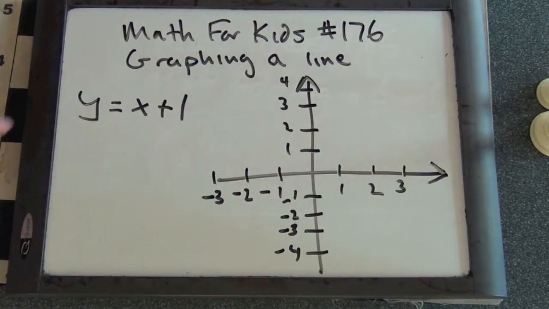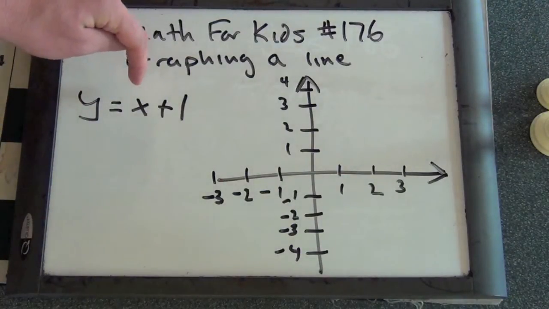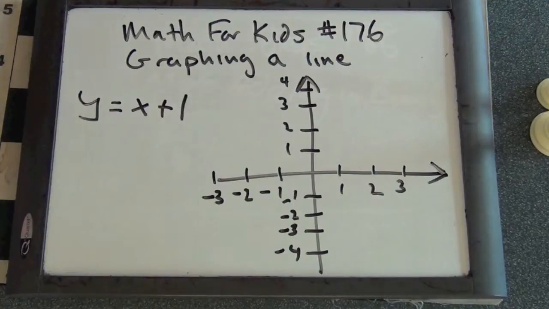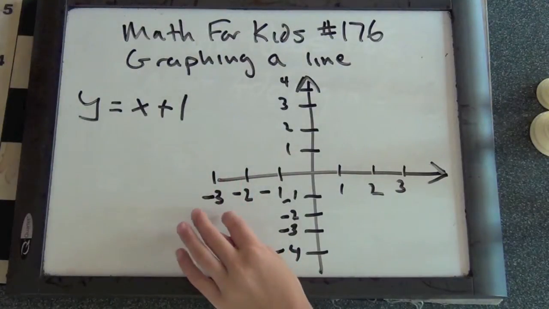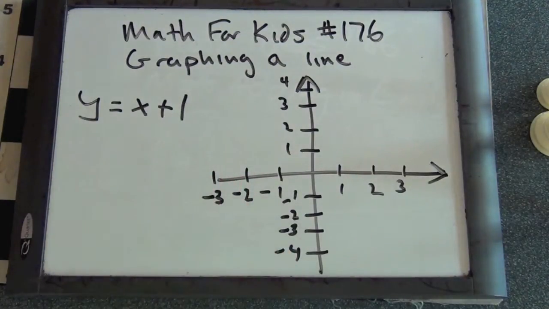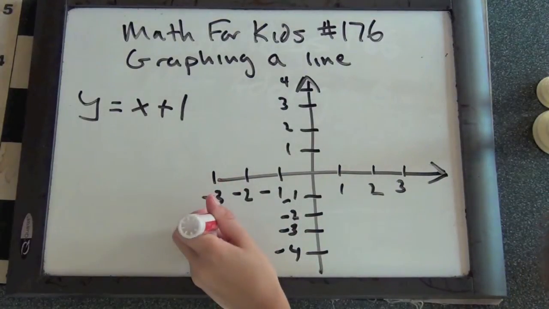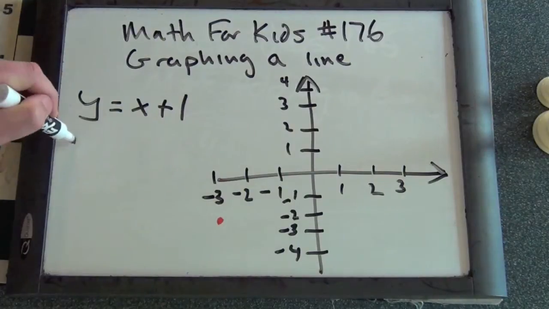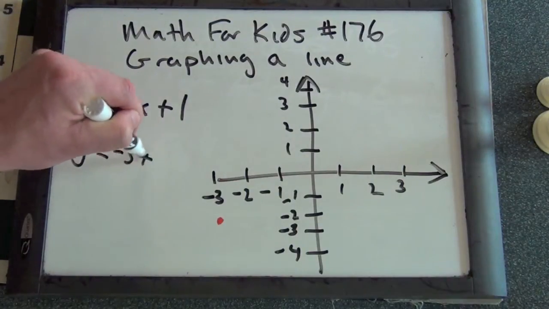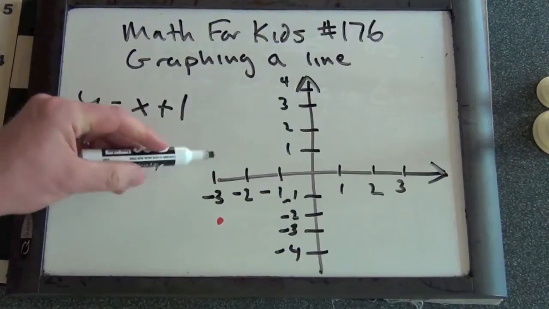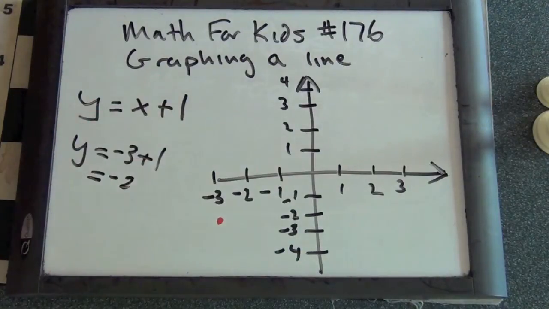Not quite yet. If x equals minus 3, what does y equal? Y is minus 2. Okay, so with your finger, not with the pen, where is the point x equals minus 3, y equals minus 2? It's right here. Very good. Now put a dot there. So when x equals minus 3, y equals minus 3 plus 1, which is minus 2. And here's the point, x equals minus 3, y equals minus 2.